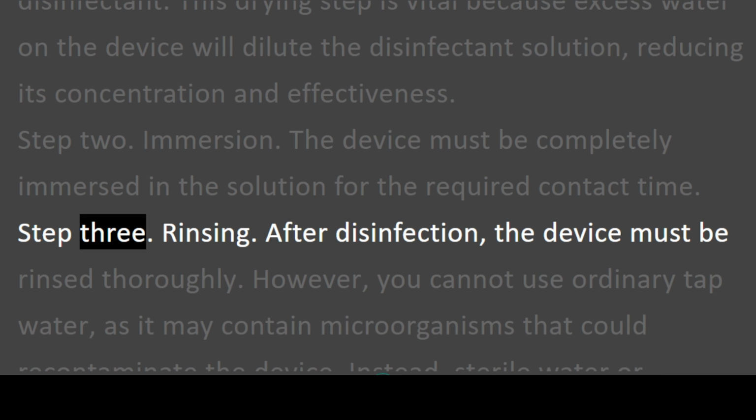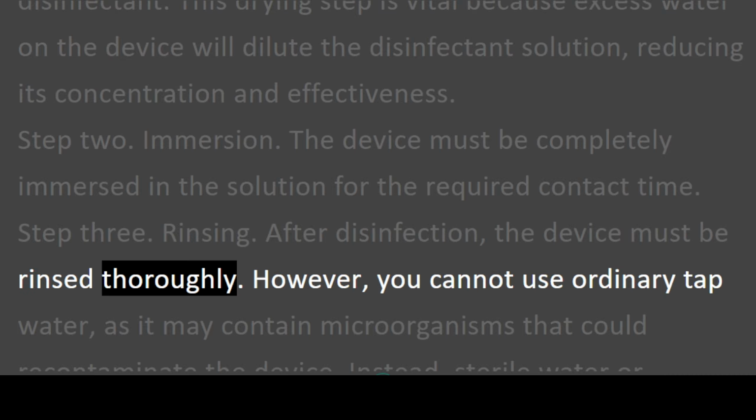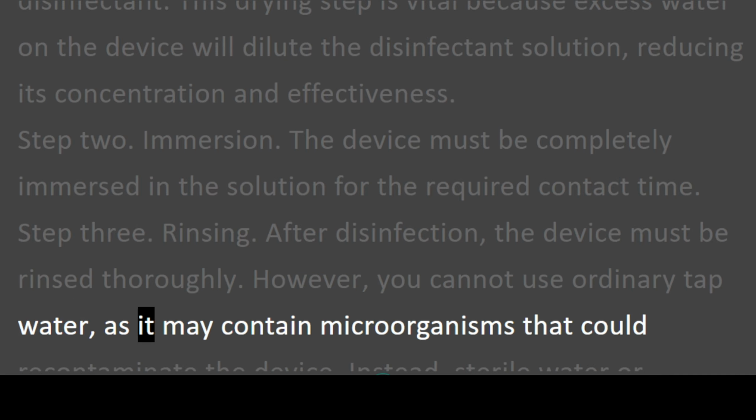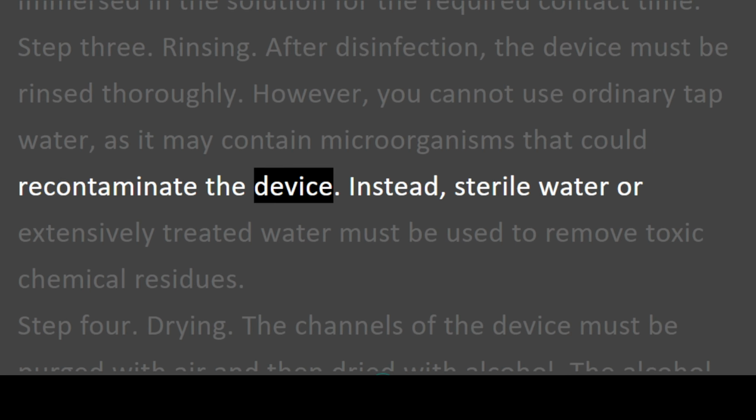Step 3. Rinsing. After disinfection, the device must be rinsed thoroughly. However, you cannot use ordinary tap water, as it may contain microorganisms that could recontaminate the device.